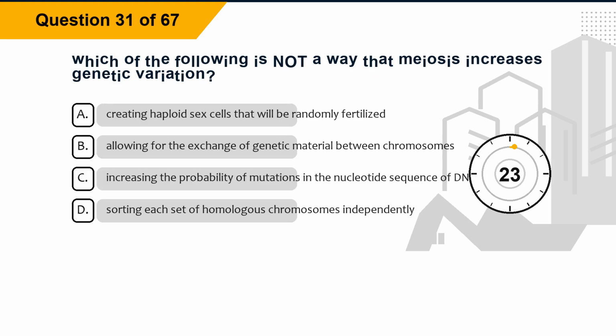Question 31. Which of the following is not a way that meiosis increases genetic variation? Option A, creating haploid sex cells that will be randomly fertilized. Option B, allowing for the exchange of genetic material between chromosomes. Option C, increasing the probability of mutations in the nucleotide sequence of DNA. Option D, sorting each set of homologous chromosomes independently.